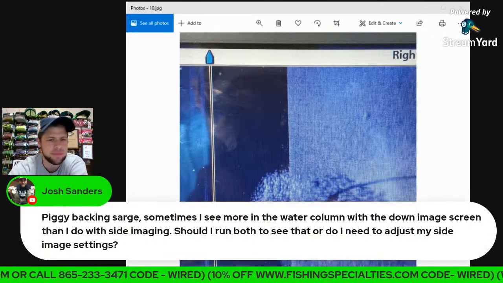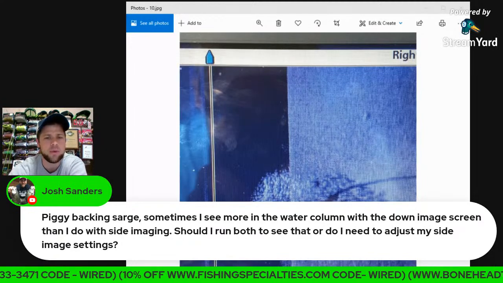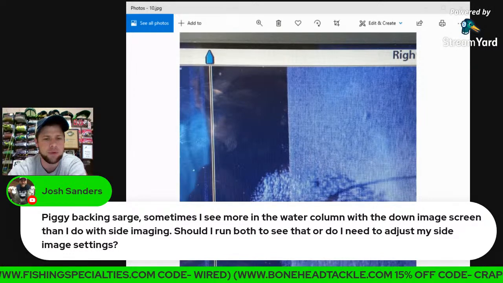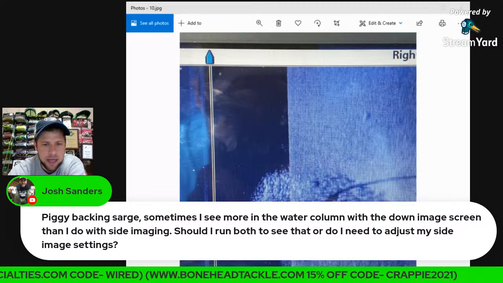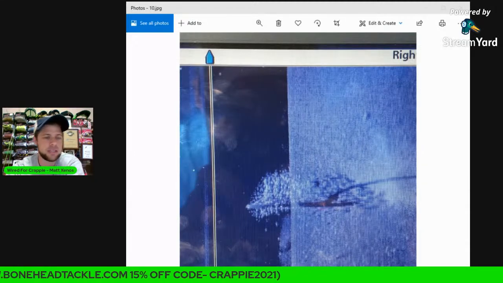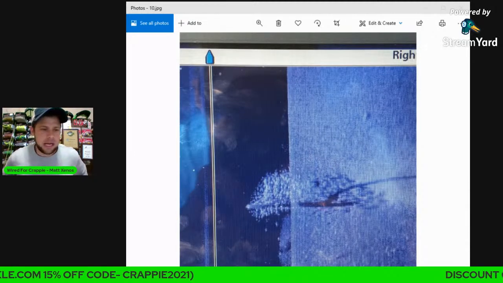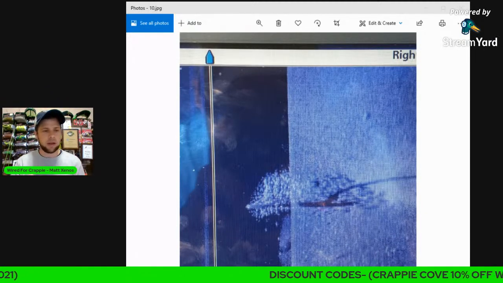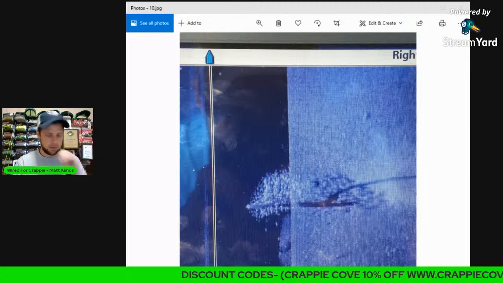Piggybacking Sarge, sometimes I see more in the water column with a down image screen than I do with side imaging. Should I run both to see that, or do I need to adjust my side image settings? I think I answered that, Josh. Like I said, I do run my down imaging, but I run it in parallel next to my map on my other unit. Okay.